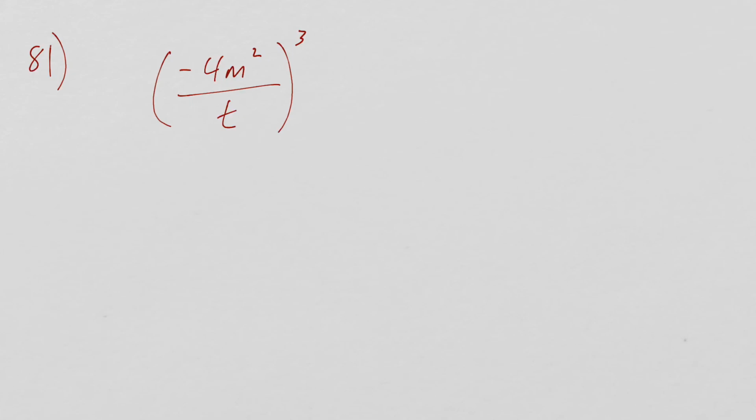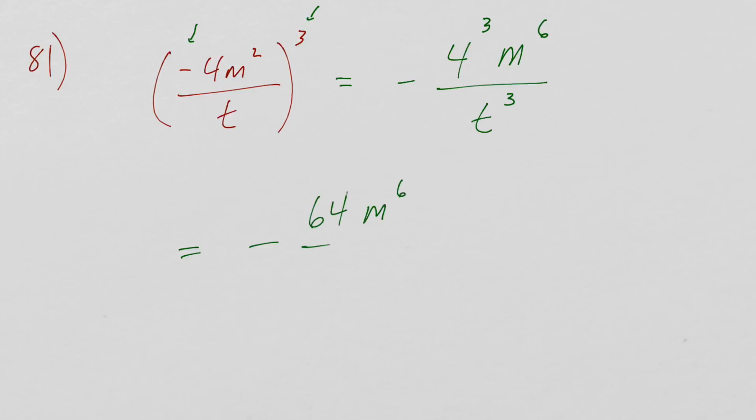Okay, on this problem, this is an odd exponent, so it will not take care of that. So we are going to end up with a negative 4 to the 3rd power, m to the 2 times 3, which is 6th power, over t to the 3rd power. So this will become negative 4 to the 3rd power is 64. We have m to the 6, t to the 3, and that's all we can do.